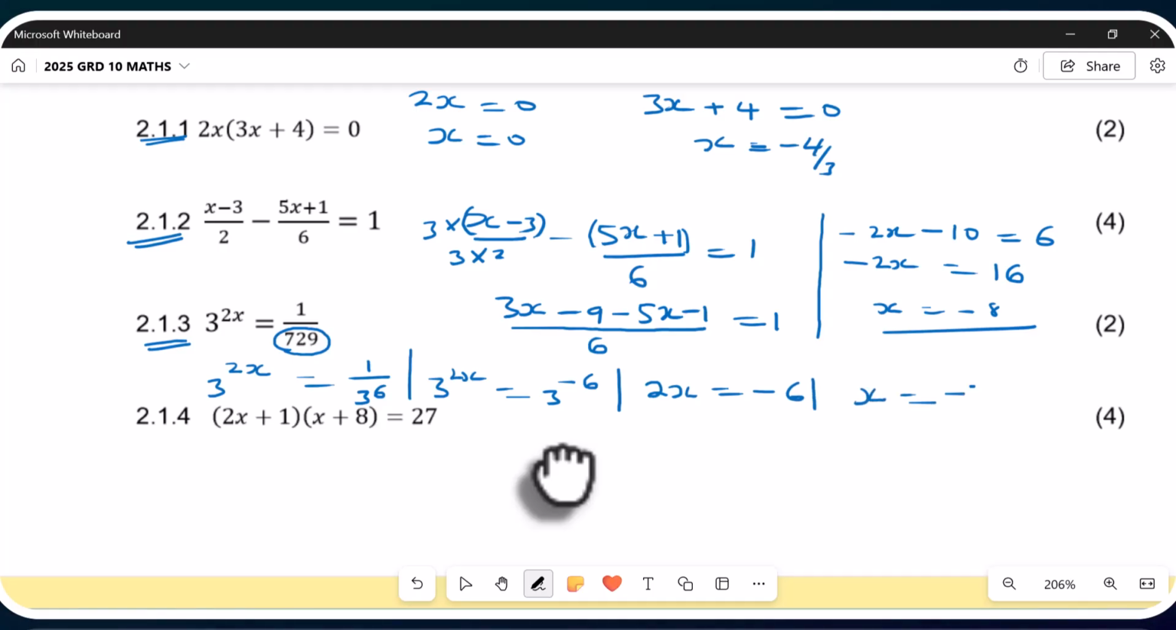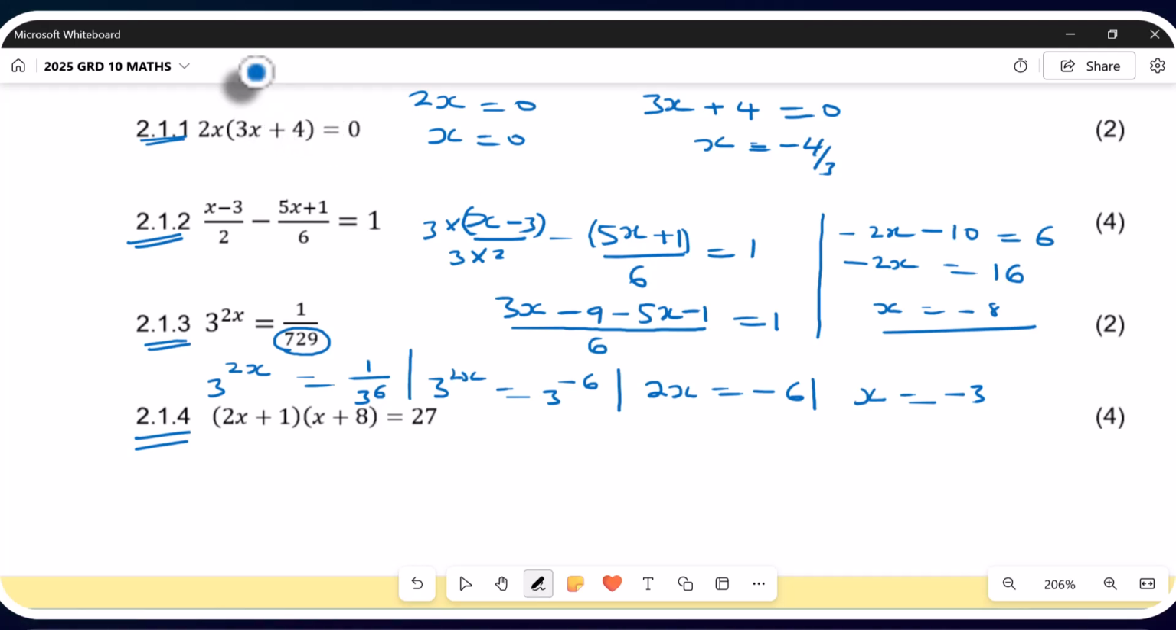Such that now I'm going to replace the 17. I'm going to say that this is 2x squared, then plus 19x, then minus 2x, equals 17. Other than what? The 17.